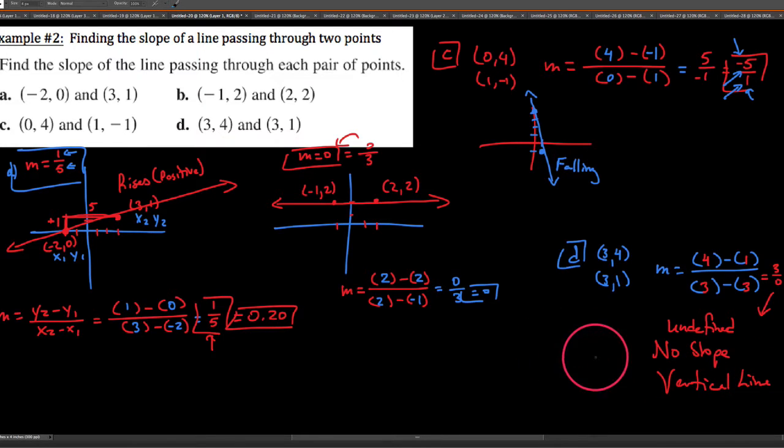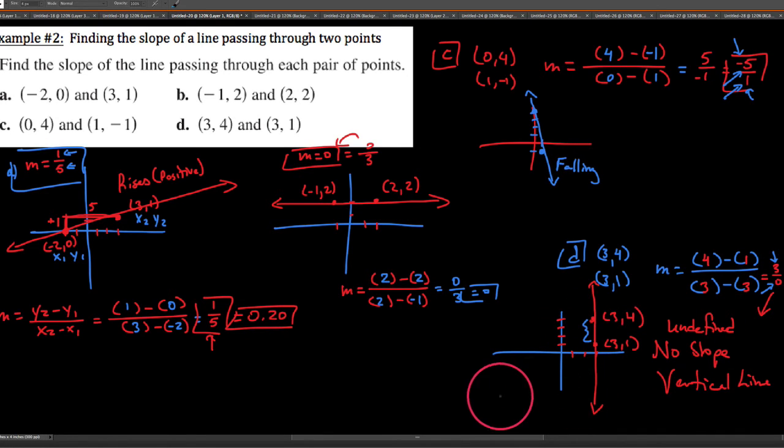So why must this be a vertical line? Well, when you look at your points here, 3, 1 and 3, 4, you could see that these are certainly stacked together. So when you have the same x values, we have a graph that in terms of rising, it rose 3 from here to here, but it ran 0. And so therefore it has no slope. It is a vertical line.